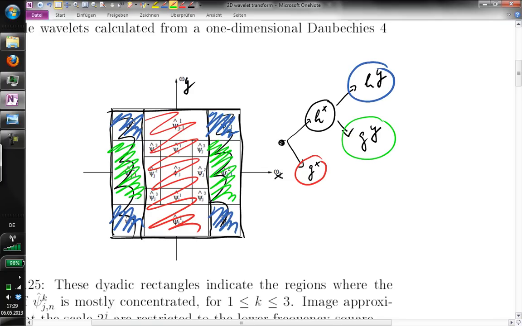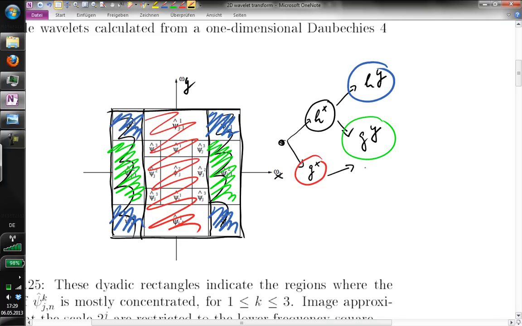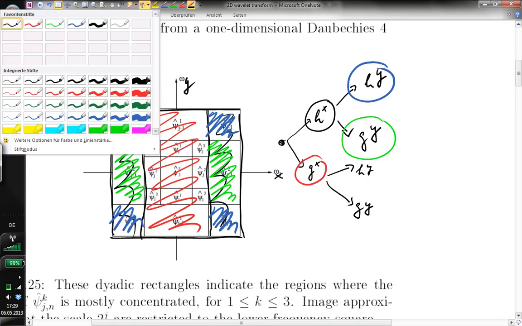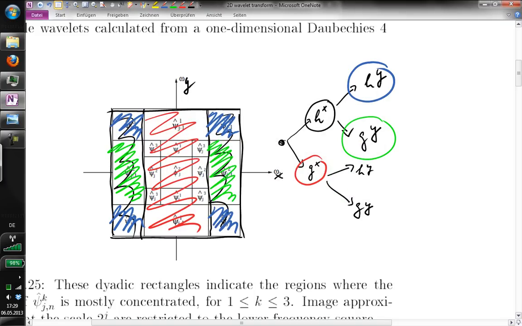Soon running out of colors. Okay, and let's do the other one also. I want a high pass filter in Y and a low pass filter in Y. And now come the really fancy colors. So I was low pass in X and high pass in Y, which is this color here, or this area of Fourier space.